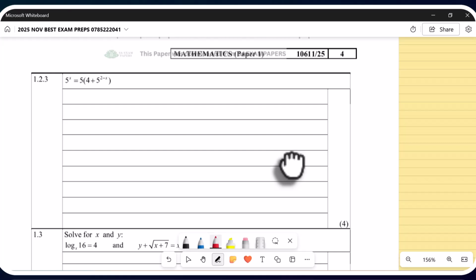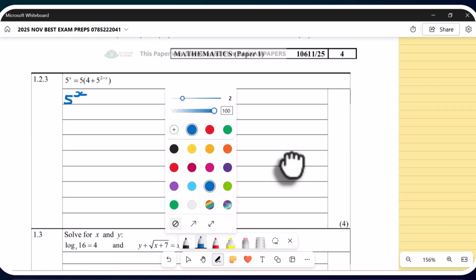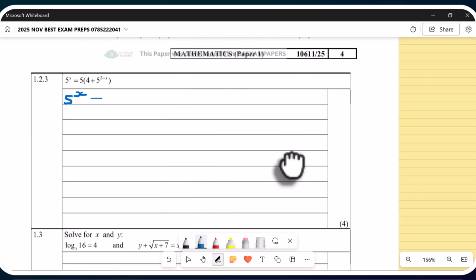So guys, I like the k method. Let k be 5 power x. If you understand now, this is k. Let our k be 5 power x. So what do we have now? We can have our k here.